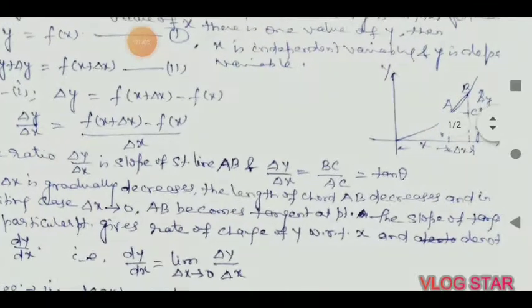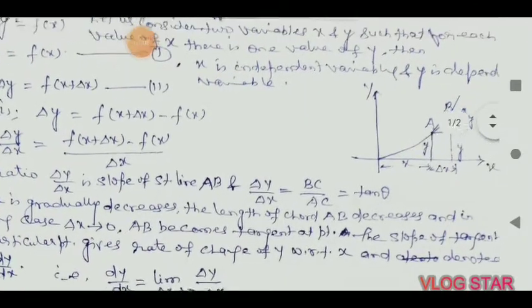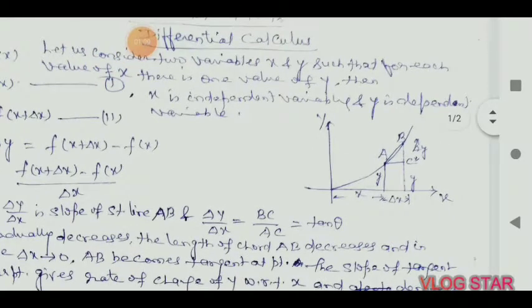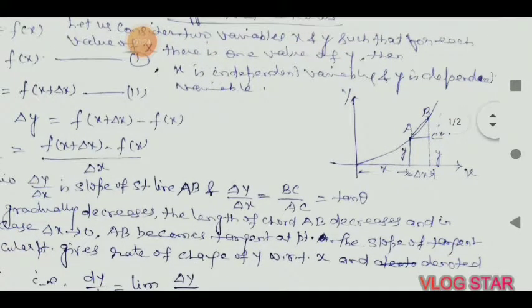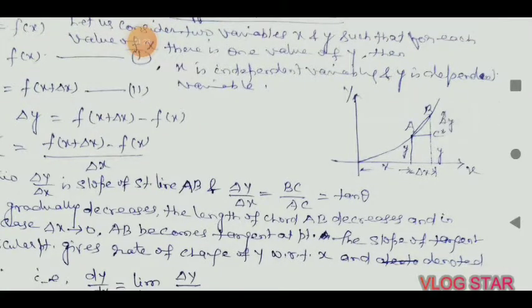Okay, delta y by delta x represents the slope of the graph line. It represents the line AB. Delta y by delta x, that is AB by AC, is the slope of that graph. Okay, that is tan theta, if the angle is theta.